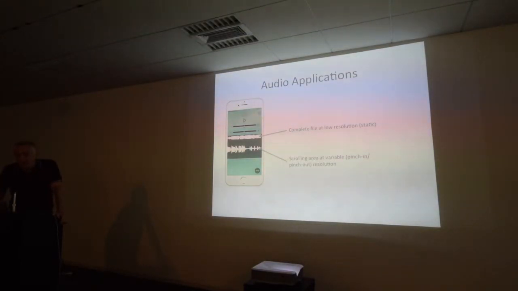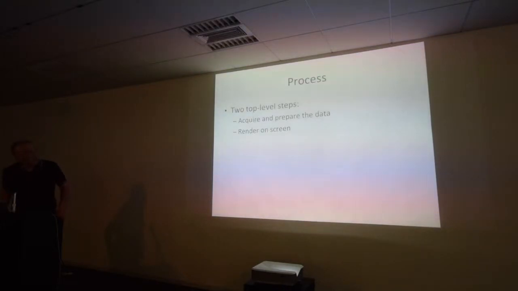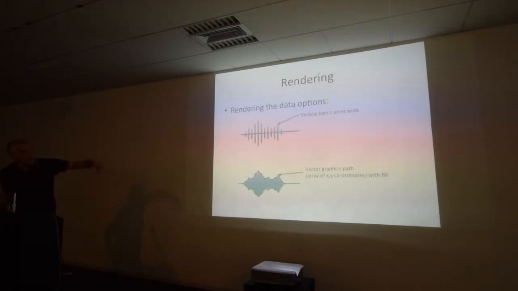There's a secondary concept I want to talk about if we have time, and that's affine transforms, because I use affine transforms in a different way in here as well. Those two things, Accelerate plus affine transforms, are some of the key components to getting this stuff done as quick as we can. So the two steps: acquire and prepare the data, and then render the data. As I say, we're going to go all the way to the rendering part first, then go back to the beginning and work forward.